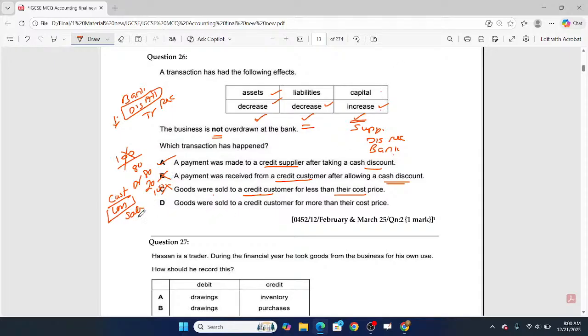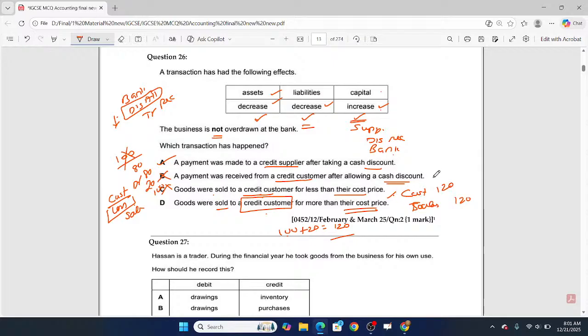So here in this case, capital is decreasing because of sale in loss. Goods were sold to credit customer for more than their cost price. So in this case, the journal entry being customer account debit to sales. Sales 120. The cost being 100, but by adding 20 rupees, you will sell it at 120. Sales is 120 and customer also 120.